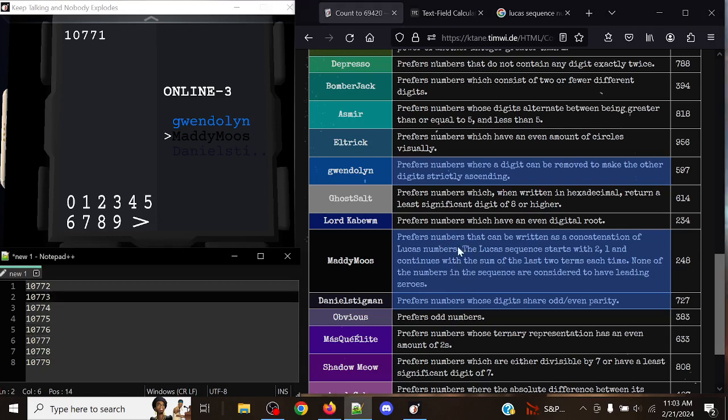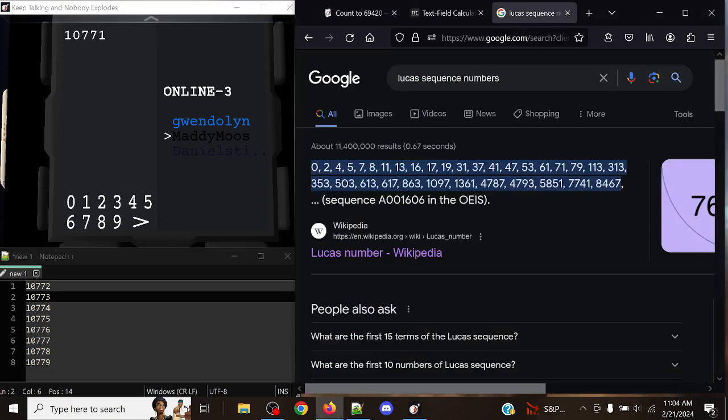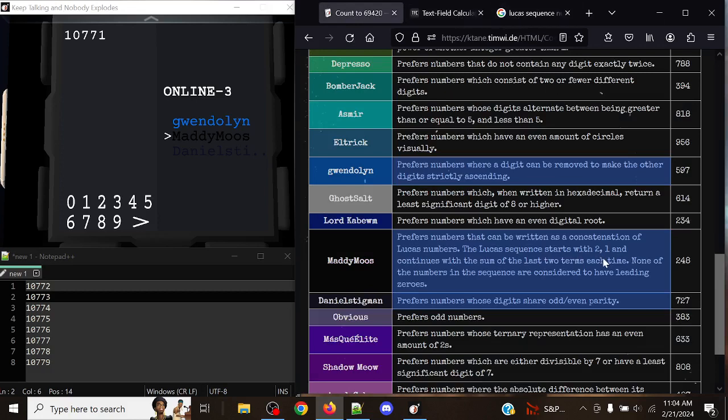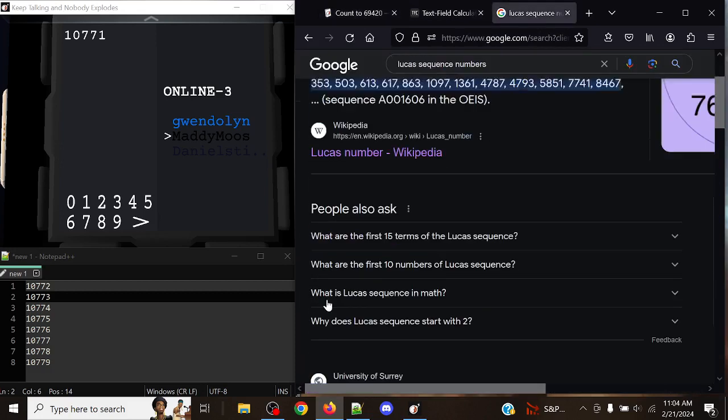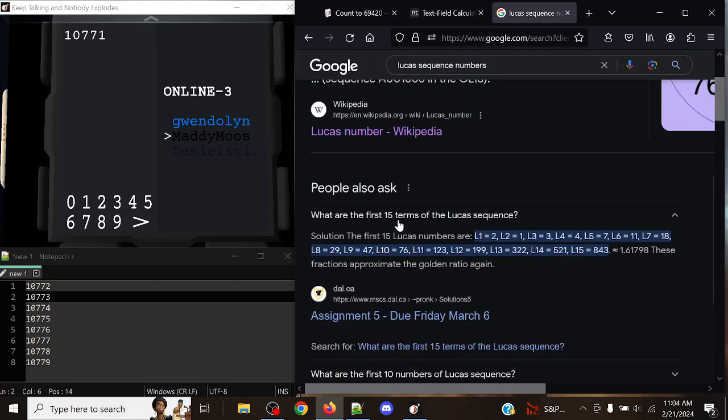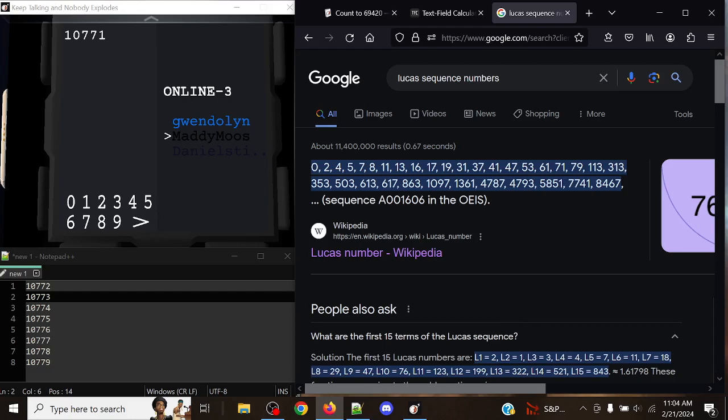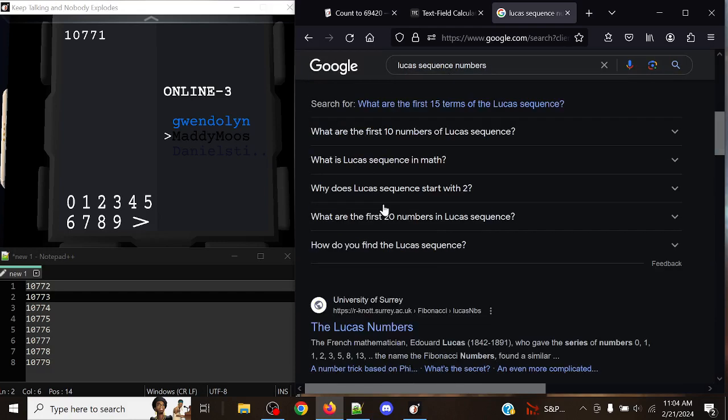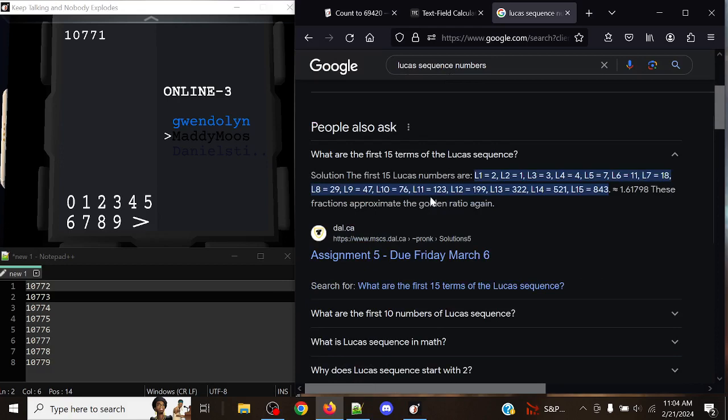Now, the next one prefers numbers that can be written as a concatenation of the Lucas sequence. So in this case, the Lucas sequence starts with 2, 1, and continues with the sum of the last 2 terms each time. None of the numbers in the sequence are considered to have leading zeros. So I don't know where this 2, 1 bit is coming from, but it continues with the sum of the last 2 terms each time. In this case here, 2, 1, 3, 4, 7, 11, 18, 29. Yeah, I don't know where this 0 is coming from. So I'm just going to rely on this little bit here.